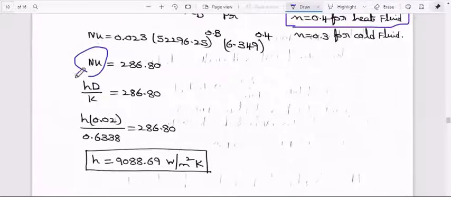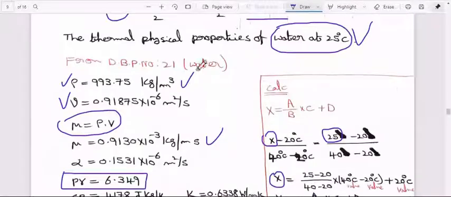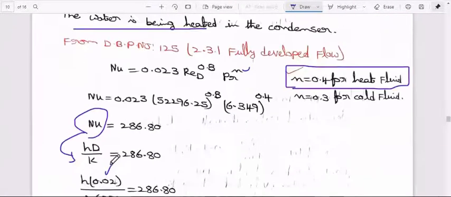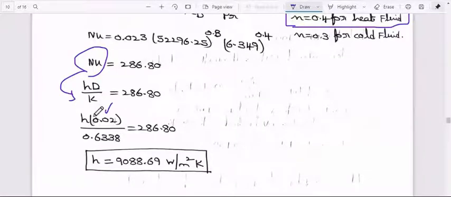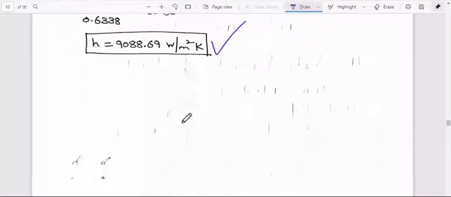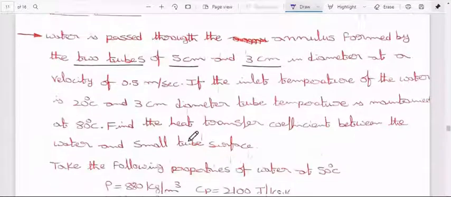What is the Nu formula? Nu is equal to hD by k. Here diameter equal to 0.02 and k from water properties is equal to 0.6338. We need to substitute the D value and k value. After substituting these values in this Nu equation, h equal to 9088.69 watt per meter square.